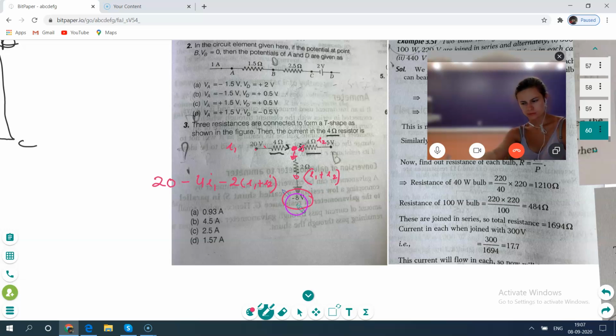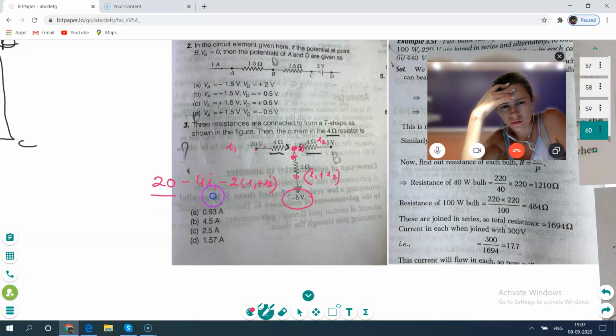We are reaching to the minus 8 voltage. Please listen. See, we are going from a higher voltage up to the down, means voltage dropping, and when we are reaching, at what voltage? At minus 8. Minus 8 voltage. Am I right or not? Means this whole thing equals minus 8.